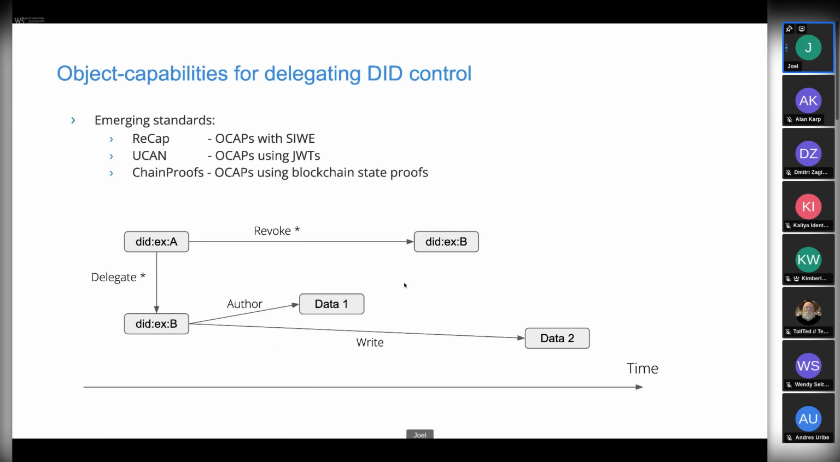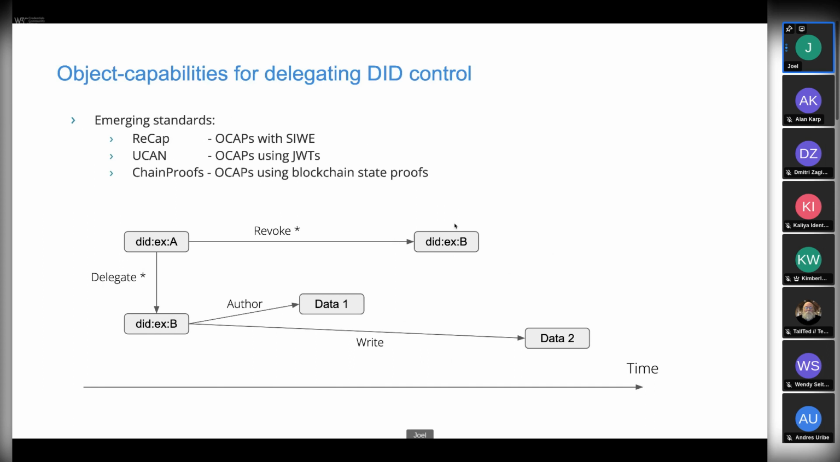Now we run into a problem here, because how do I know, if we don't have a strict sense of time, that maybe DID B did another write of data two, and from an external observer, I might not have seen this revocation yet?